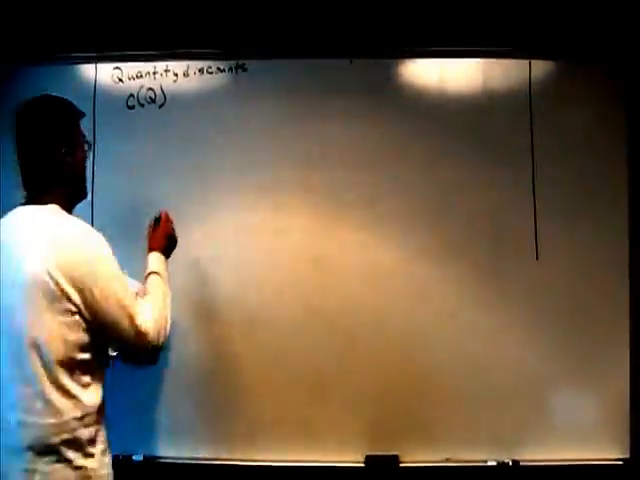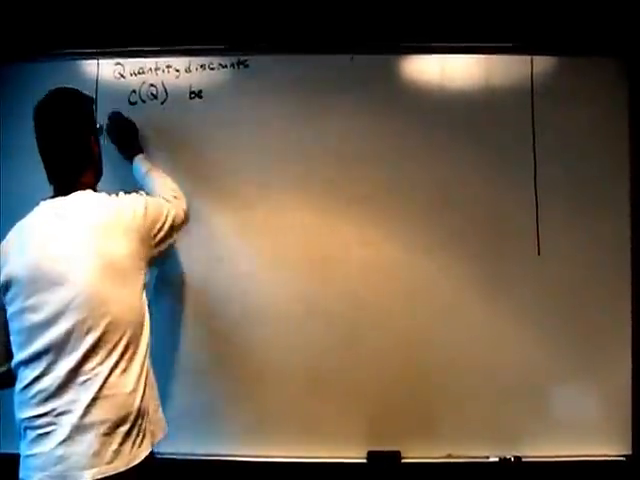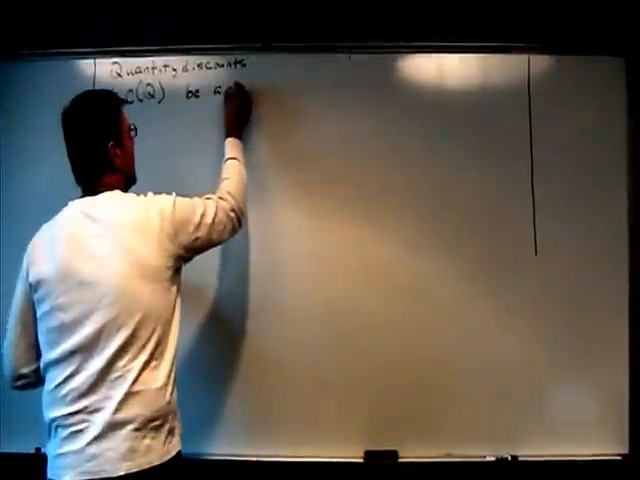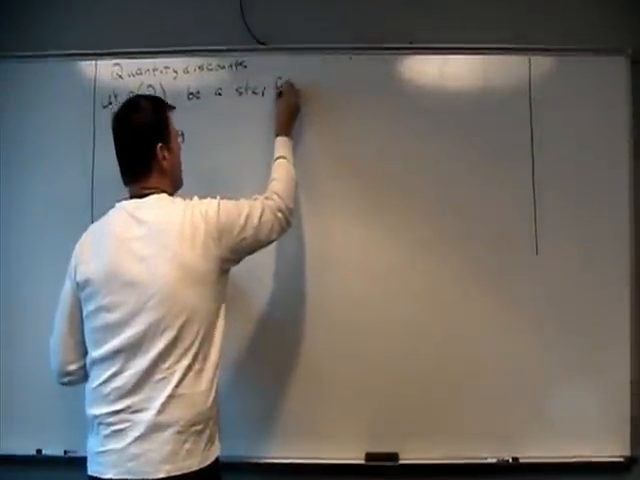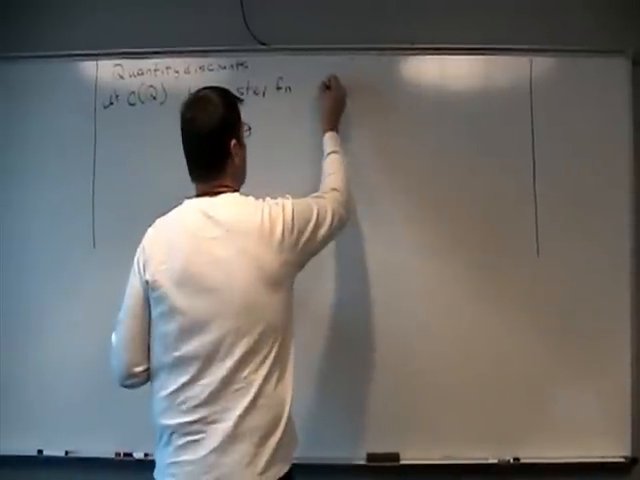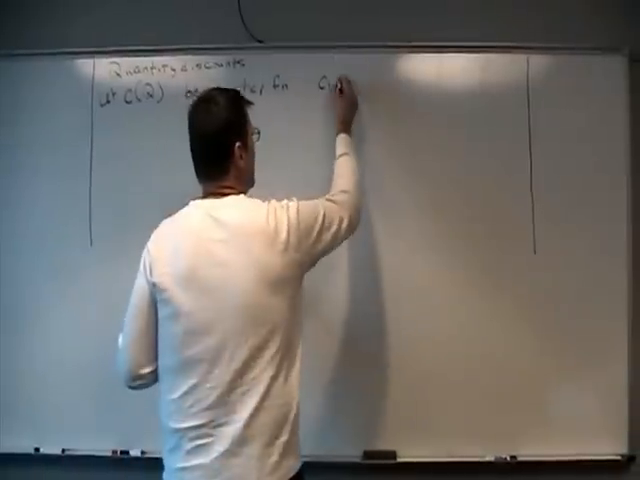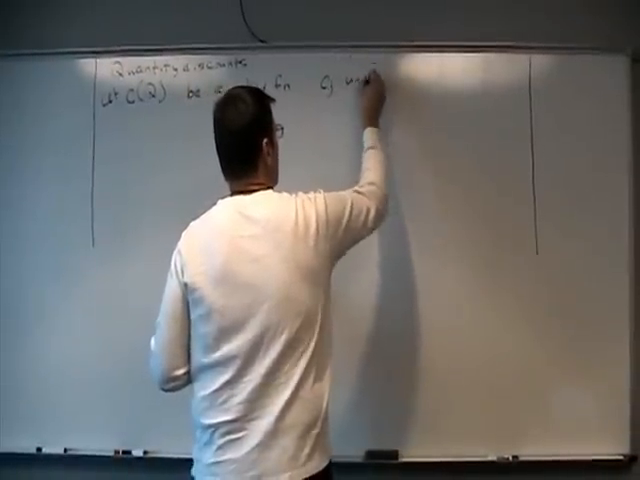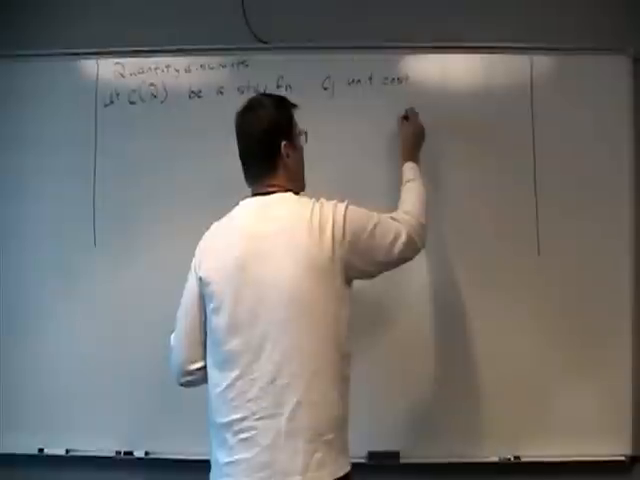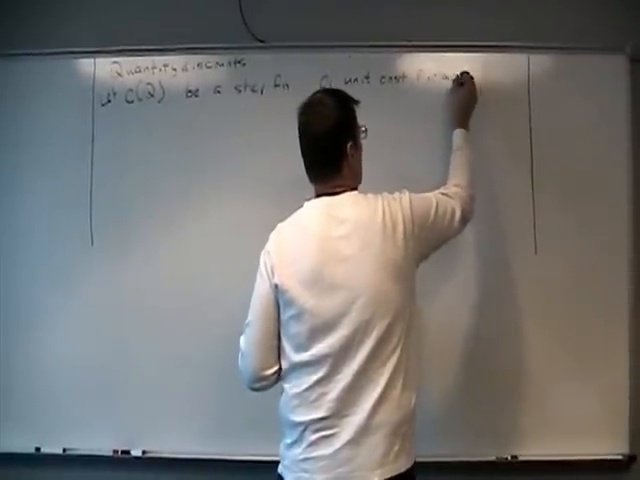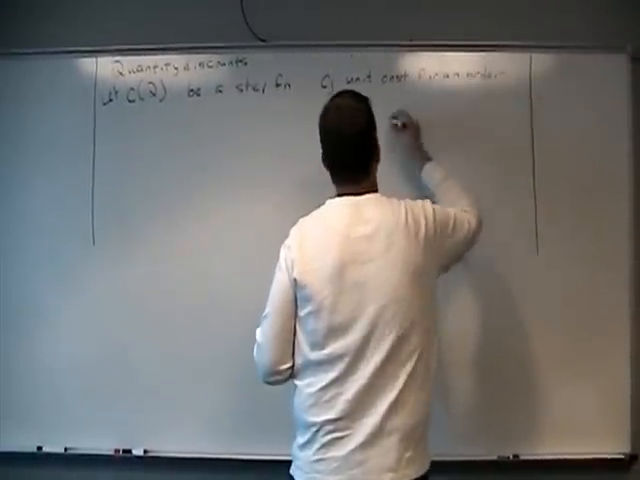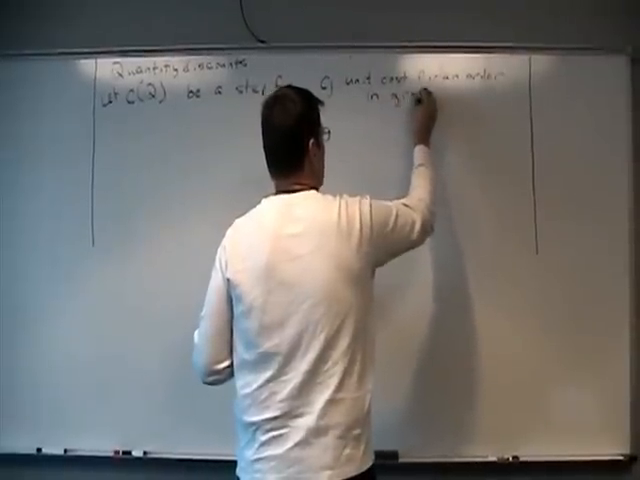So as far as this is concerned, for what we're doing here, we're going to let C of Q, our cost function for our order, be a step function. And the value C sub j is going to be the unit cost for an order in group size j.